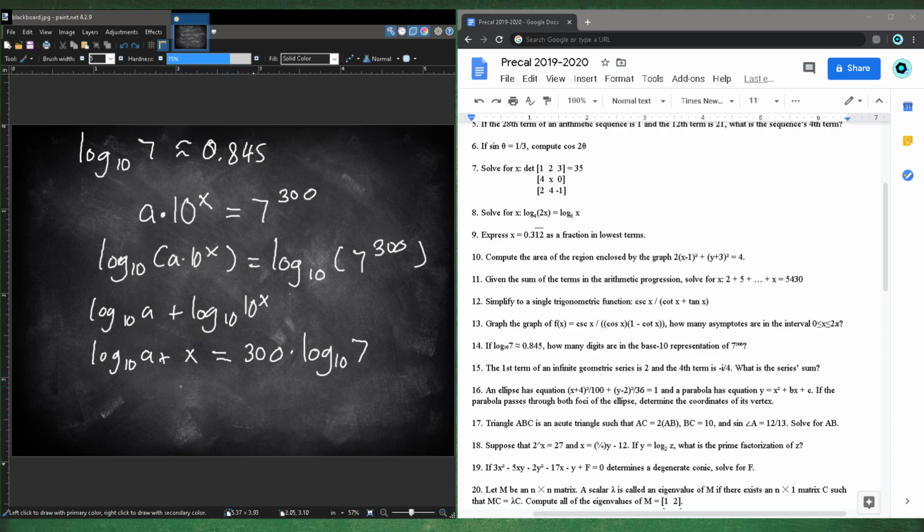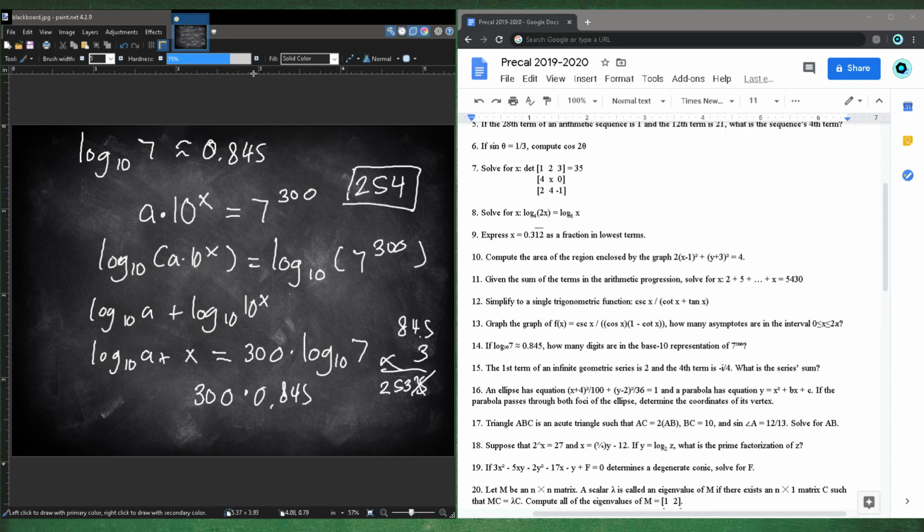Let's do the math. We have 300 times log 10 of 7, which is 0.845. 300 is just 100 times 3, so move 2 decimal points to get 84.5, and then multiply by 3. That gives 253.5. We see that decimal and we're going to ignore it. Remember, x is the exponent, so we have to add 1 to it. 253 plus 1 is 254. And that should be our answer.